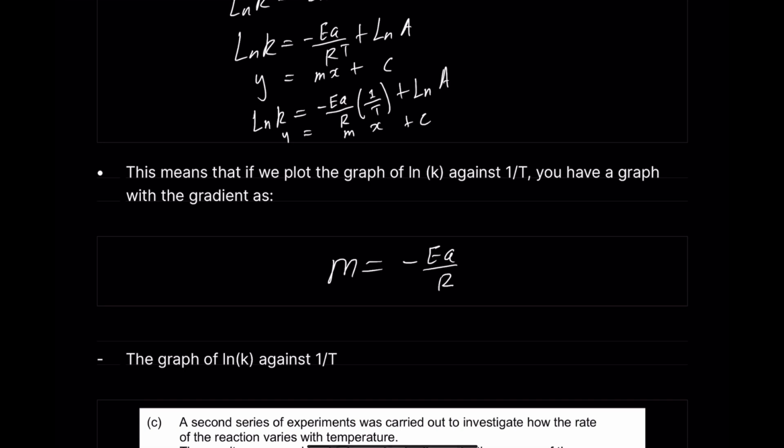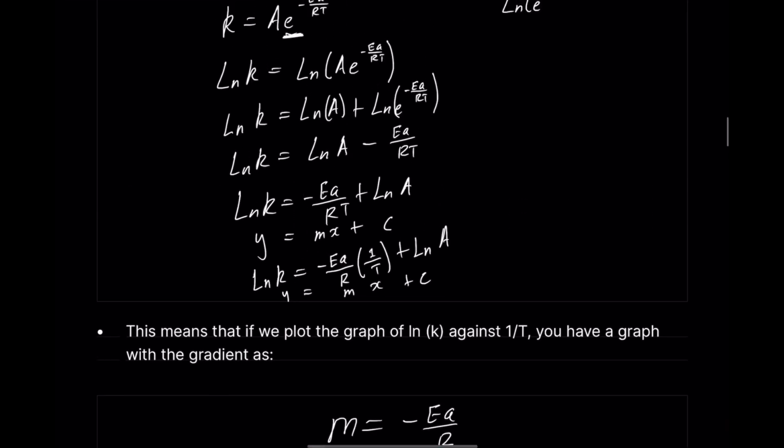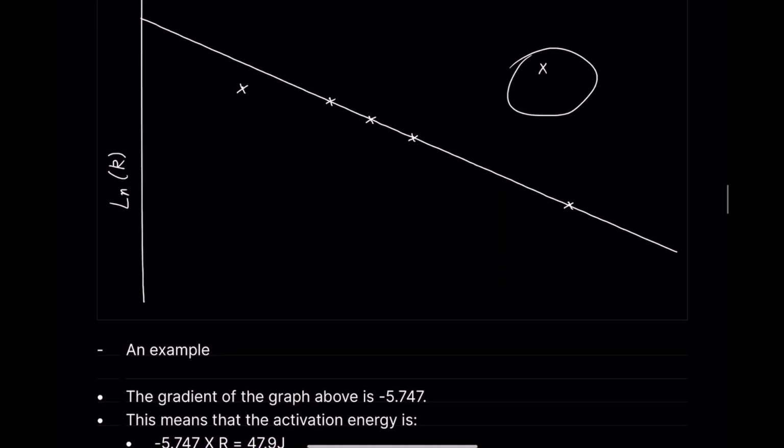Anyway, I'll just do it here quickly, and then I can erase it. M is equal to minus EA over R, right? So that means that EA, the activation energy itself, is equal to minus M multiplied by R.